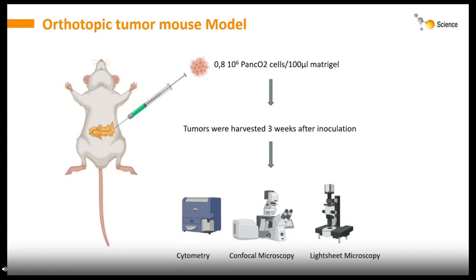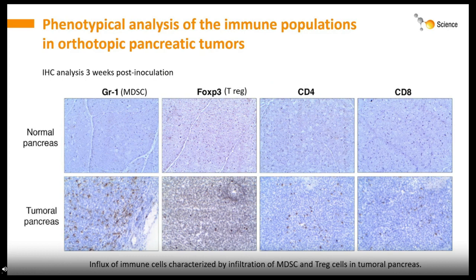For that, we used an orthotopic tumor mouse model. We injected PANCO2 cells, a mouse pancreatic cancer cell line, and Matrigel directly in the pancreas of the mice. We waited 3 weeks to harvest the tumors and analyze them by cytometry, confocal microscopy, and light sheet microscopy. First of all, we wanted to characterize the immune populations present in the tumor.